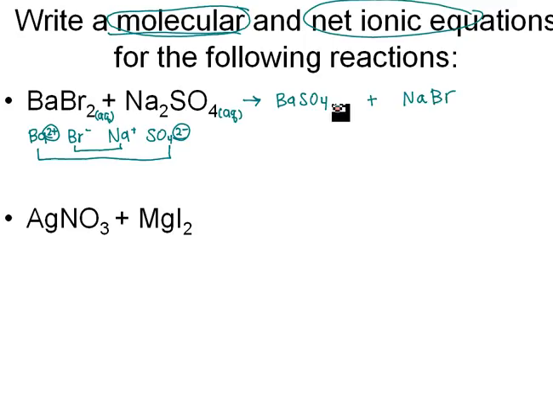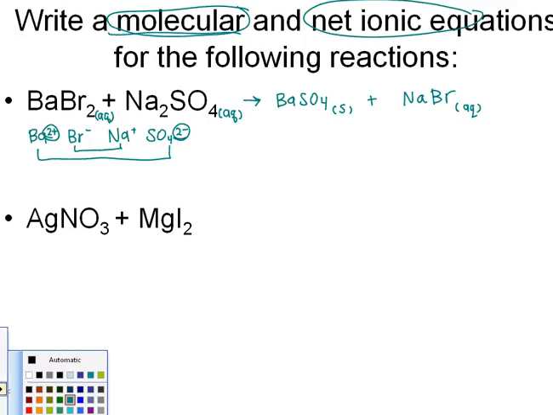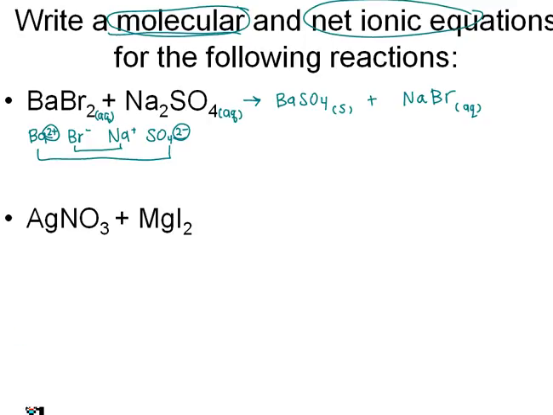Okay. And you also want to figure out the phases here, and you figure out the phase by looking at your solubility charts. It's either going to be aqueous (aq) or it's going to be a solid. If you look at your chart, you're going to see that barium sulfate forms a solid, and then sodium bromide is aqueous here. Okay. And the last part of this molecular equation, we're going to balance this out.